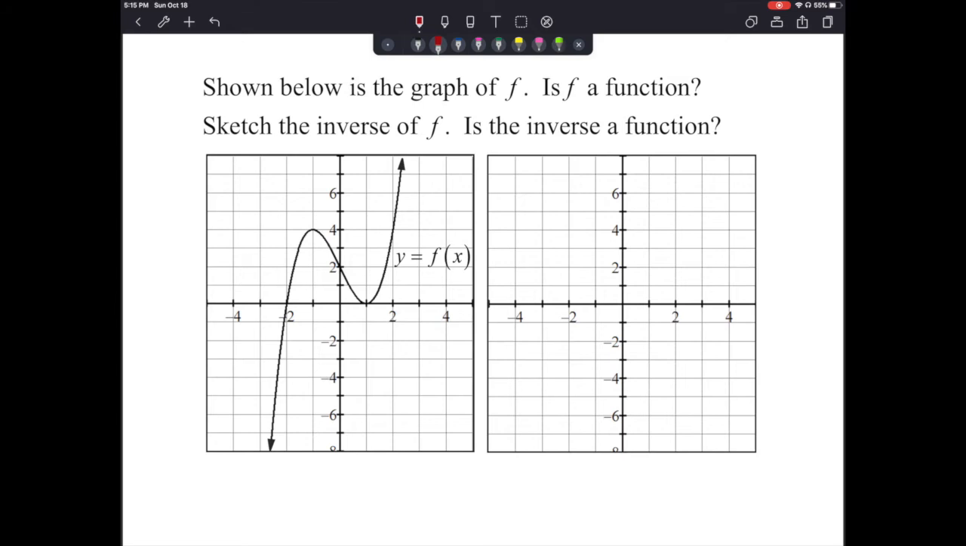The next slide says, shown below is the graph of function f. If f is a function, sketch the inverse of f. Is the inverse a function? Okay, so a couple ways we can look at this.